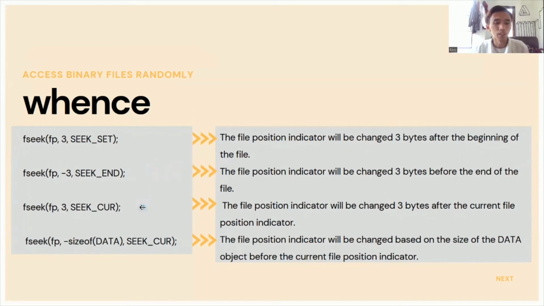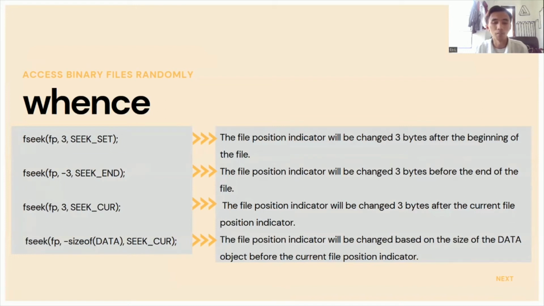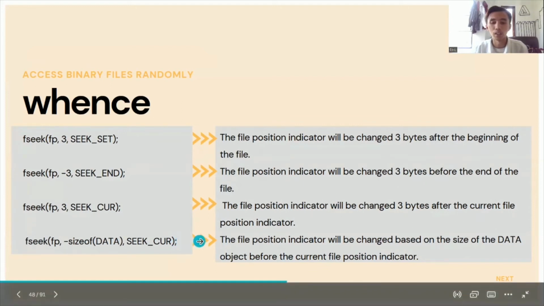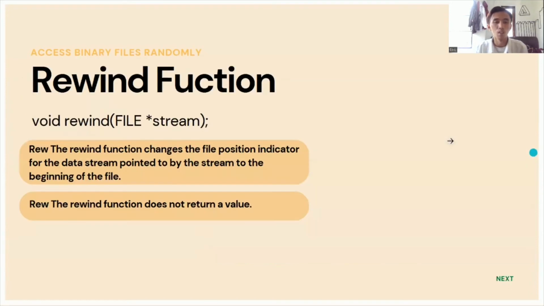And next, fseek(fp, 3, SEEK_CUR). It means the file position indicator will be changed to 3 bytes after the current file position indicator. Then the last one is fseek(fp, -sizeof(data), SEEK_CUR). It means the file position indicator will be changed based on the size of the data object, before the current file position indicator. Okay, for extra material, we have the rewind function.